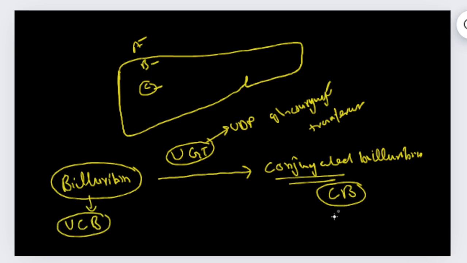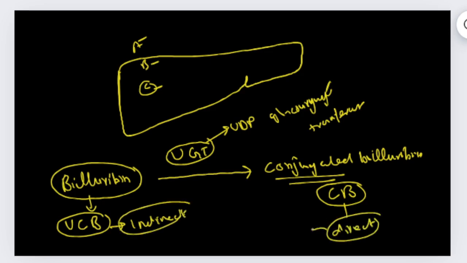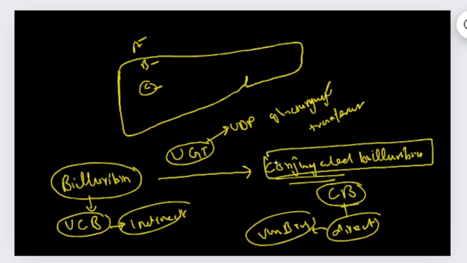Another important thing is direct and indirect. Unconjugated bilirubin is also called indirect, and conjugated bilirubin is called direct, because it gives a direct van den Bergh test. If you do the van den Bergh test, it gives you direct. Now this is just the normal mechanism when conjugated bilirubin is formed. Unconjugated bilirubin is insoluble in the blood and toxic, while conjugated is soluble and less toxic.